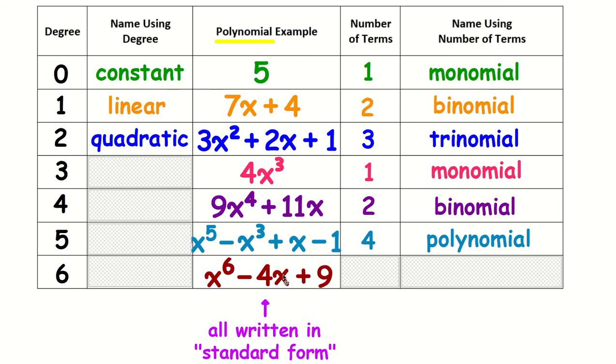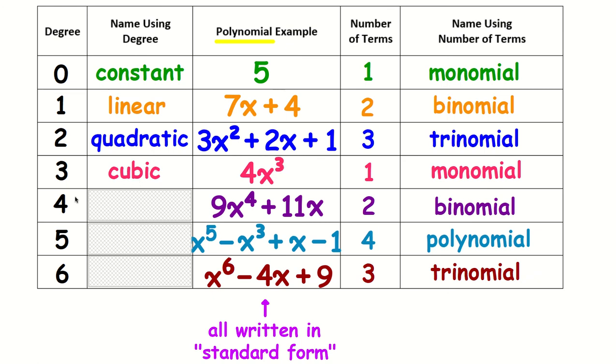How many terms here? 3, which makes it a trinomial. Now here, there might be some new words. How can we describe it, based on the fact that it's got an overall degree of 3? Well, we call it cubic. This is a cubic, like cubed.